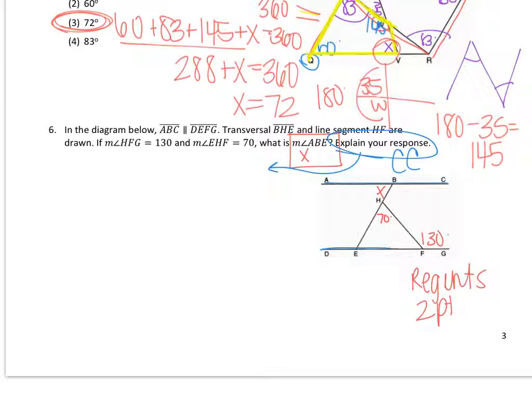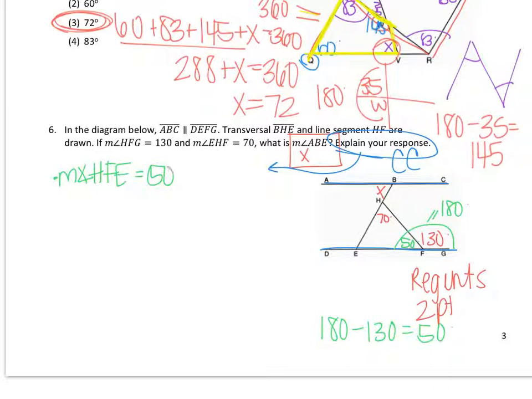We know that we have parallel lines. So my first step is just to work through the picture, see what we can find, mark up angles, and talk about them as we go. So the first thing I'm looking at are the two angles right next to each other on a straight line that always sum to 180. So 180 take away 130 leaves me with 50. So that means the measure of angle HFE equals 50 because angles on a straight line equal 180.